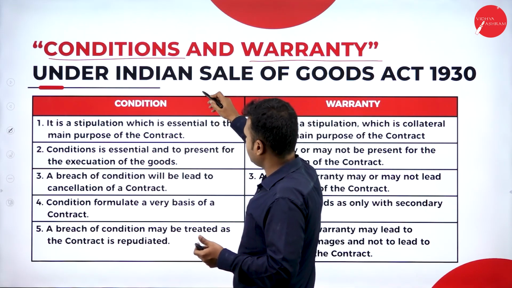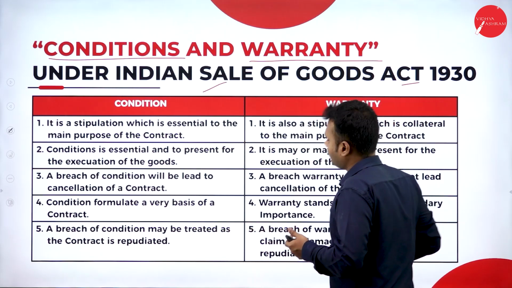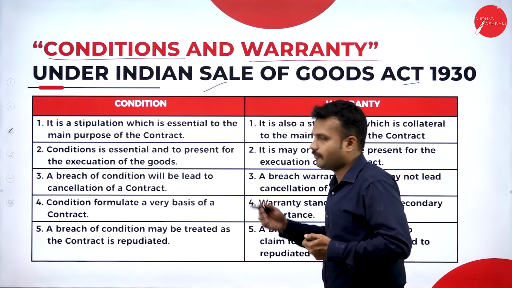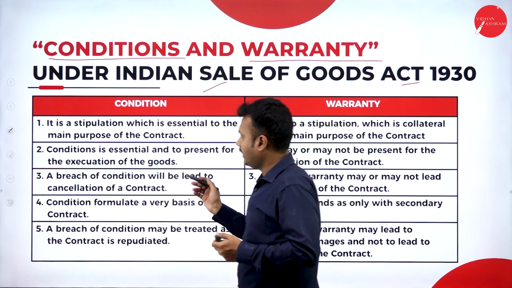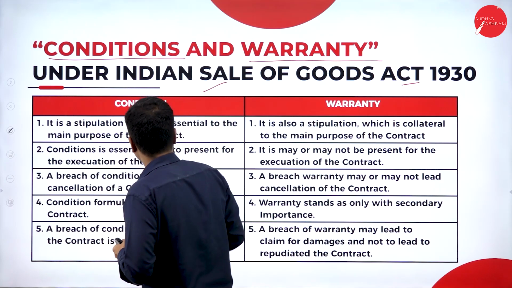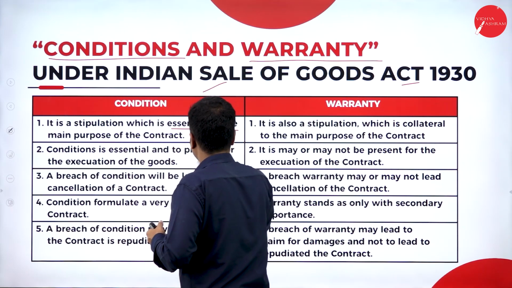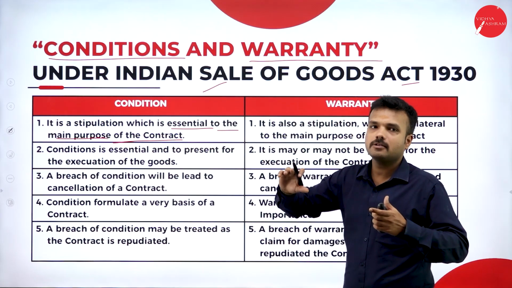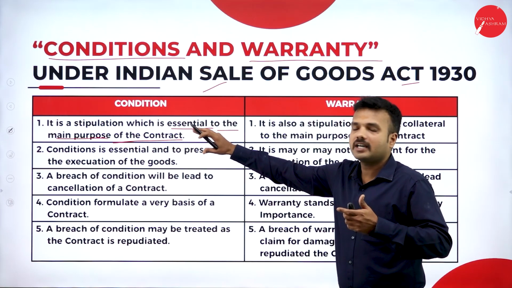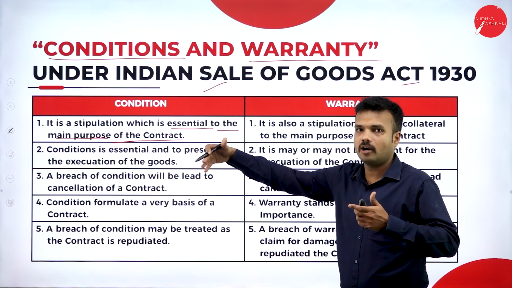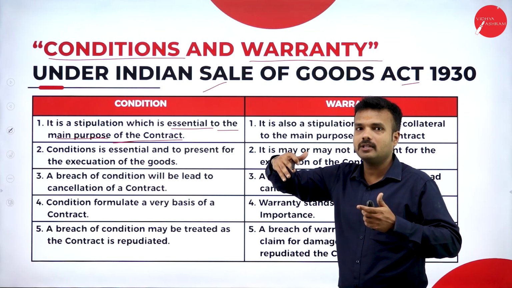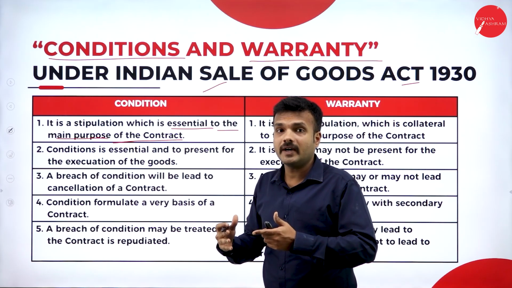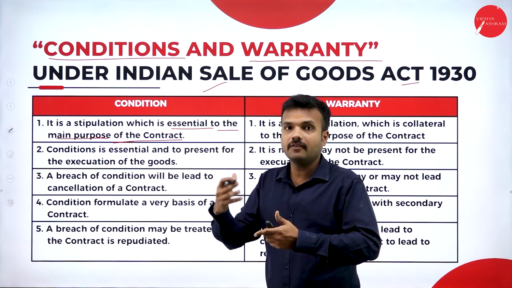Again, the difference between conditions and warranties is a most expected question for the final exam. Conditions are a stipulation that is essential to the main purpose of a contract. Without a discussion of terms and conditions, we cannot enter into the contract. As I gave you the example of the Apple iPhone, I cannot just say I want an Apple iPhone. I am supposed to specify which version I want. iPhone 15, I want.